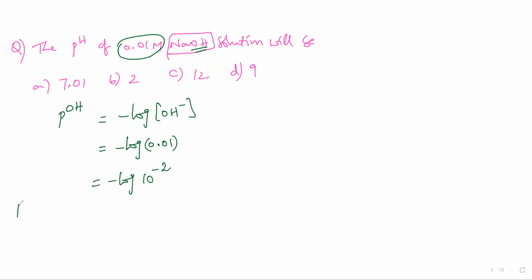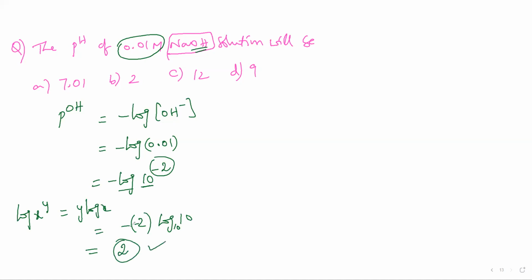Now here log x power y is equal to y log x. So it becomes minus of minus 2 times log 10. Log 10 to the base 10 is 1. Minus of minus is plus, so 2. So what are you getting there? 2. So now the answer is 12, sir. The answer is C, 12.